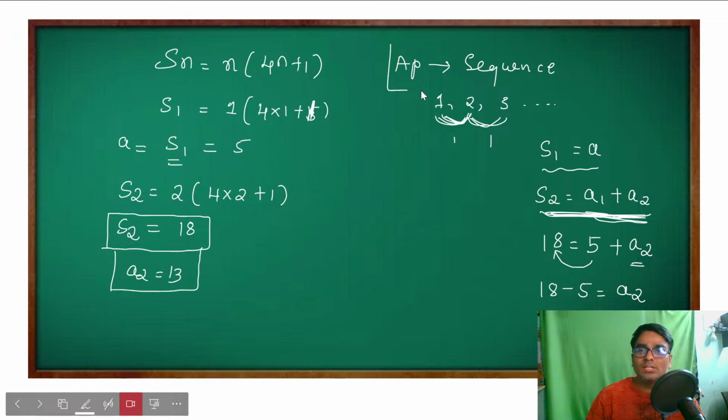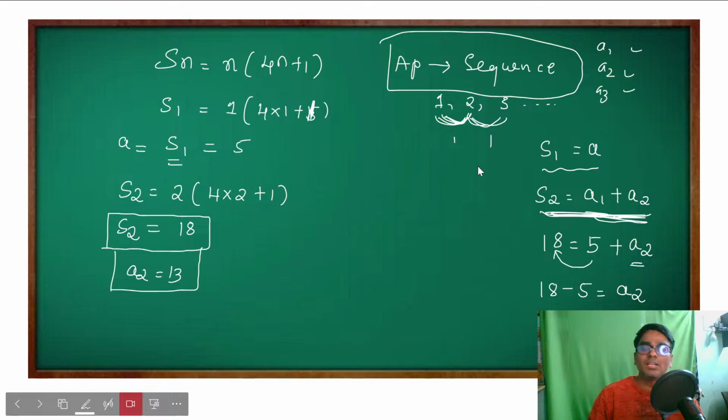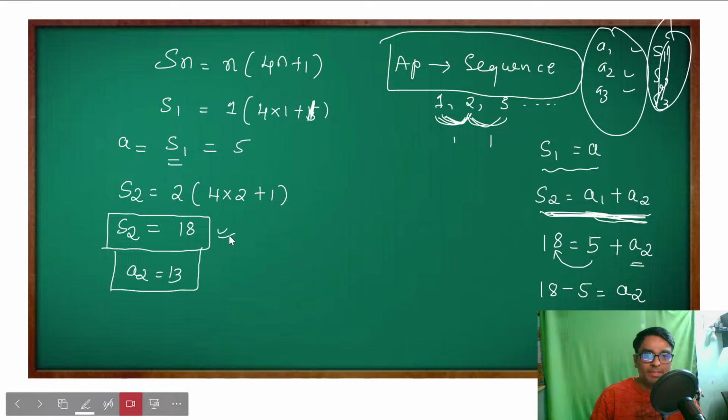Why did I find out A2? Because they are asking you for the sequence. Sequence means you need to find out A1, A2, A3, these things. You cannot find S1, S2, S3 and say this is a sequence. This is not a sequence. This is the sum of the sequence. But we need the sequence. So first I will get S2, then from S2 I am getting A2 using this formula. Hope it is clear. Is it clear?